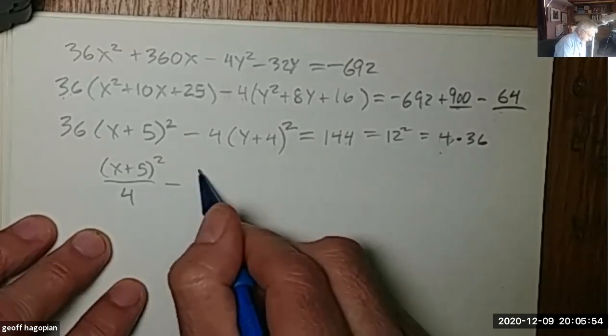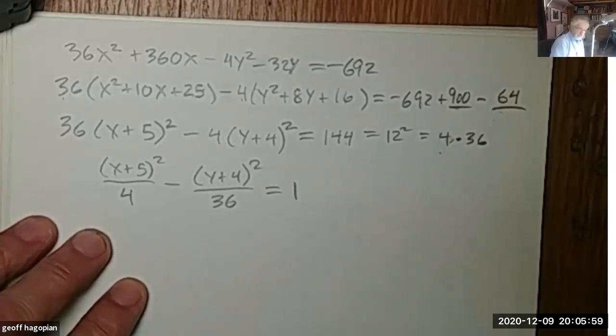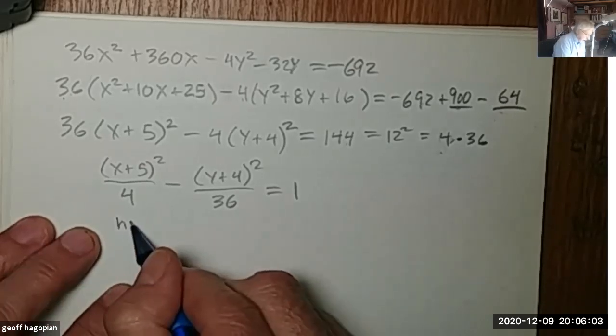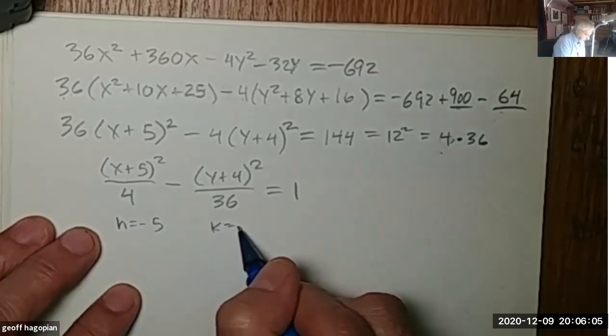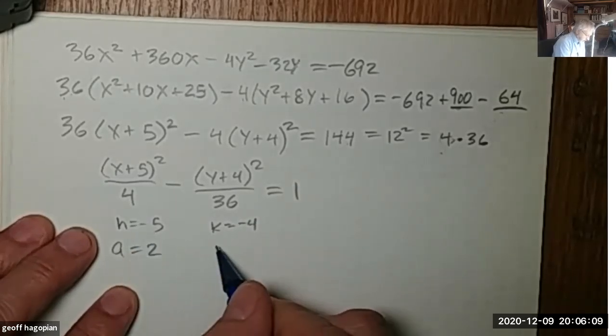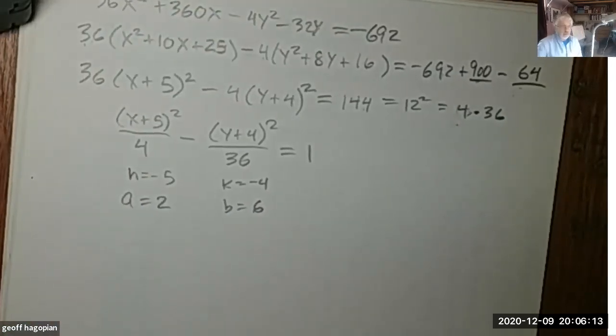And so this one, again, this is designed to work out nicely. Can't count on that all the time, right? But in this one, h equals -5, k equals -4, a equals 2, this goes with the +1, and b equals 6, right? So that's what we're going to enter in the boxes.